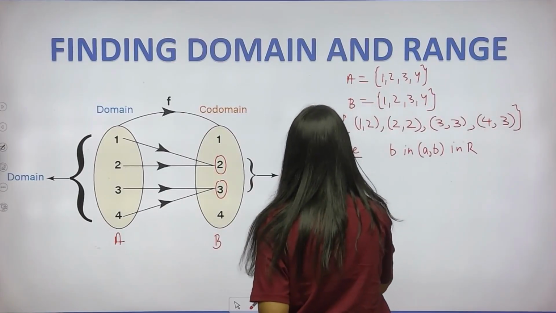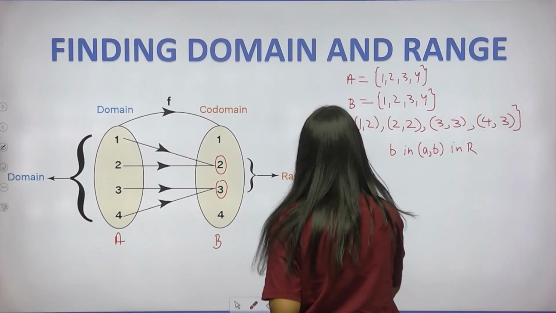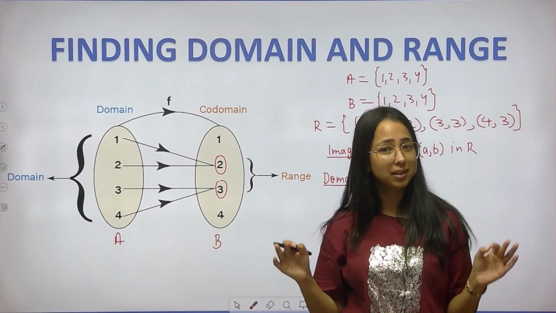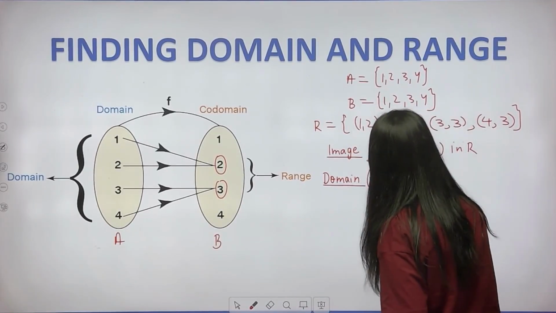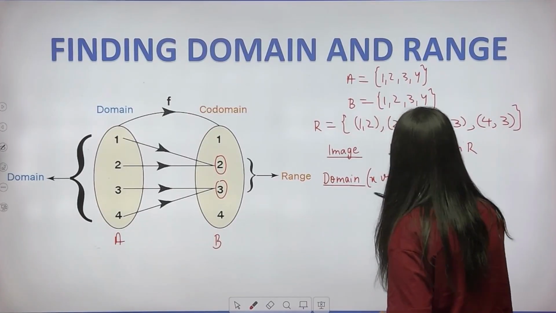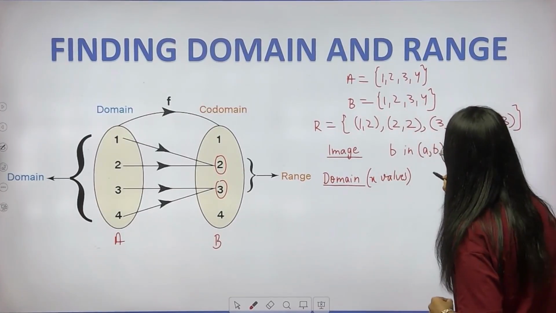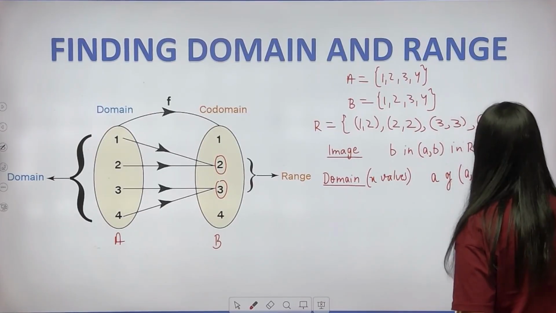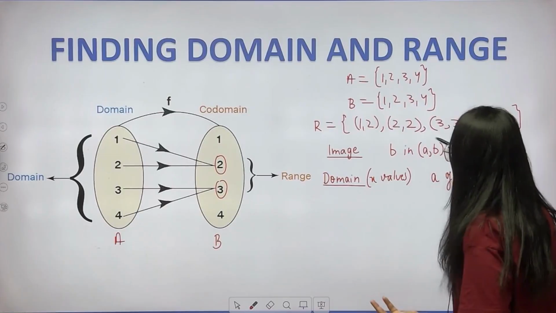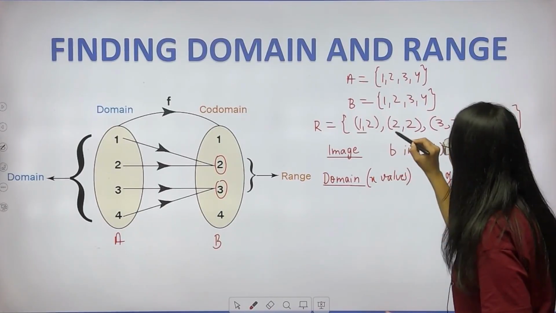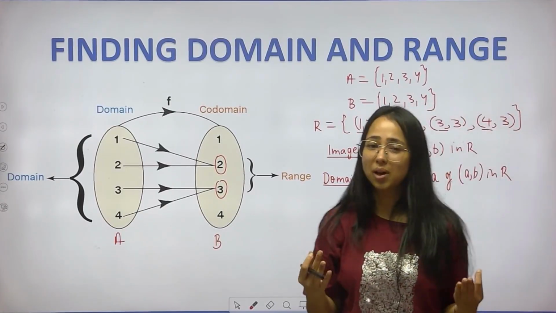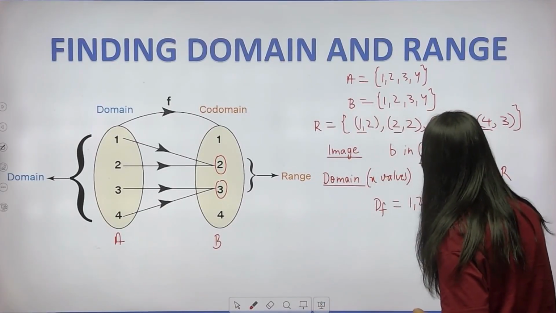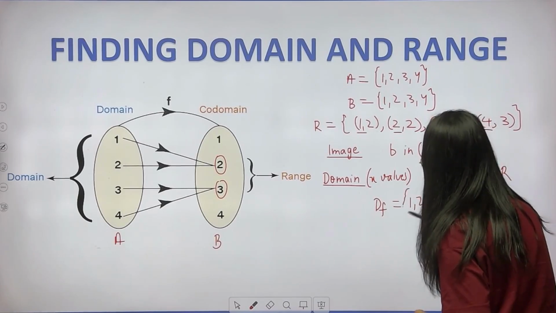Next, let's talk about what the domain is. Domain basically refers to all the input values of a set, or it is also known as all the x values. So it basically means the a of (a, b) in R is known as the domain. (a, b) are all the ordered pairs and all the a values are known as the domain. So the domain becomes 1, 2, 3, 4.